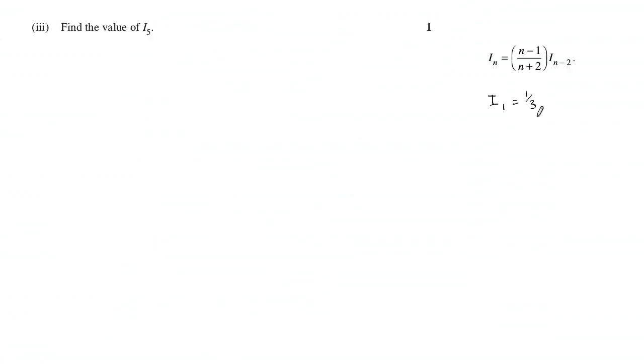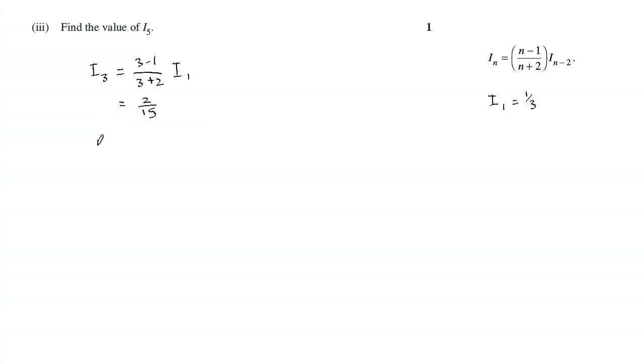Part 3. Okay, so we just proved that that was true, and then in part 1 we also showed I1 equals a third. So how can we use those facts to find I5? Well, what we could do is find I3 using this, because I3 is going to be 3 minus 1 on 3 plus 2 times I1, and we know what I1 is. So let's start by working out I3.